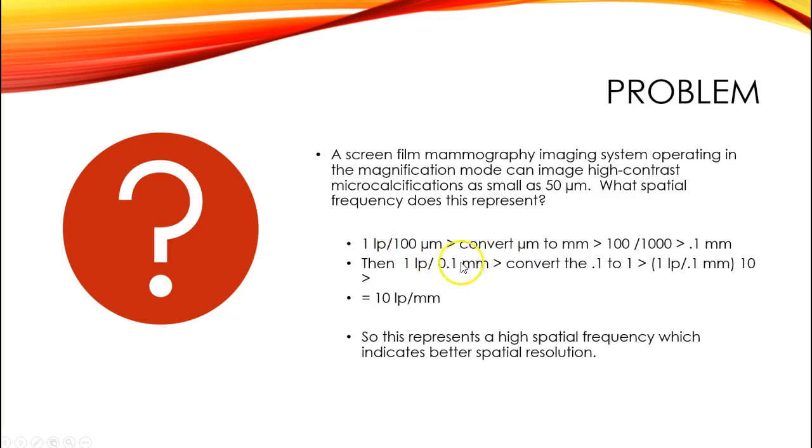Convert this 0.1 into 1, so that we have an easier number and a whole number on the bottom. We're multiplying both sides by 10 to convert that. So the answer is going to be 10 line pairs per millimeter. That is the spatial frequency that can see a 50 micron image.